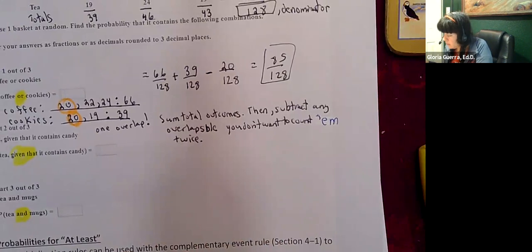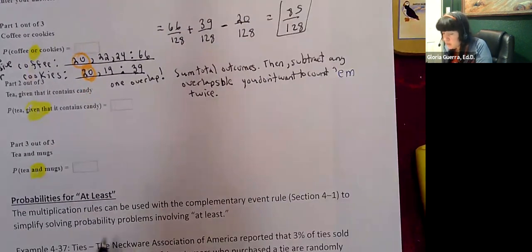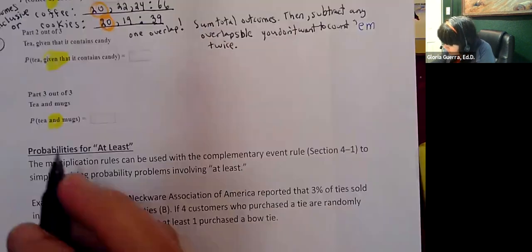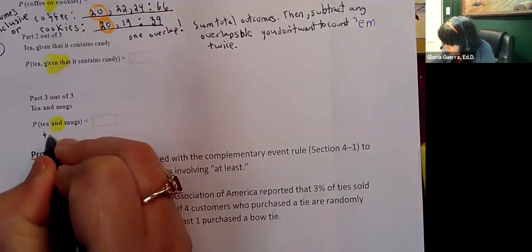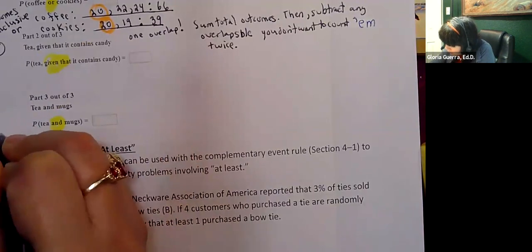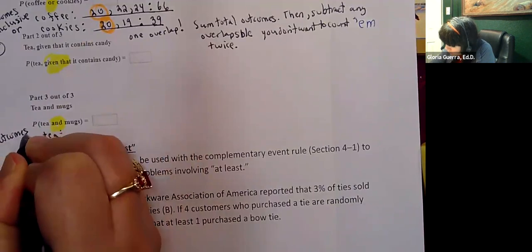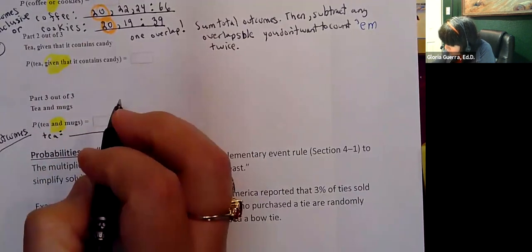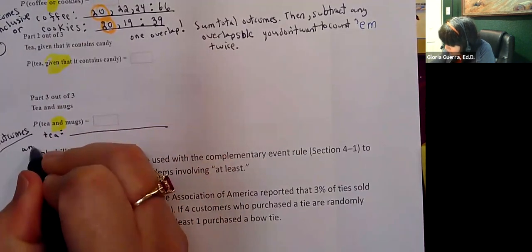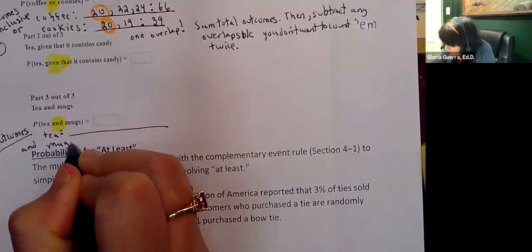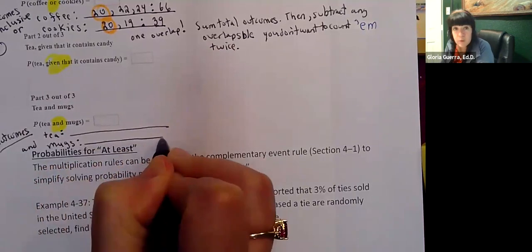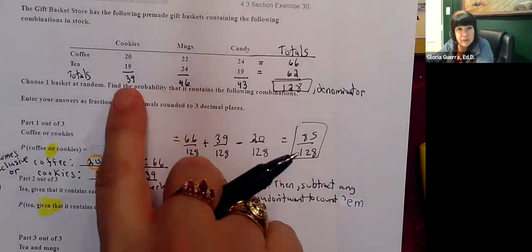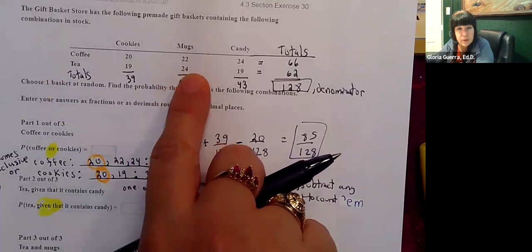Okay. All right, now let's do the "and" next. So the "and" has T. These are the outcomes. So you have T, and then this is an "and," you have mugs. Okay, so for the T, where is the T? We have 19, 24, and then 19.